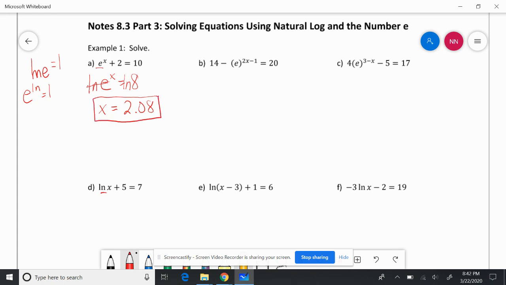Now, if we're looking at letter B, we're going to go through the same process. We see a base of e, so we know we're going to be using a natural log. Our first step is subtracting the 14, so we get negative e to the 2x minus 1 equals 6. We're going to multiply each side by negative 1, or divide by negative 1, to get rid of the negative. We're going to do the natural log, and there's a problem. You can't have a natural log of a negative number. So automatically, we're going to stop, and we're going to put no solution.